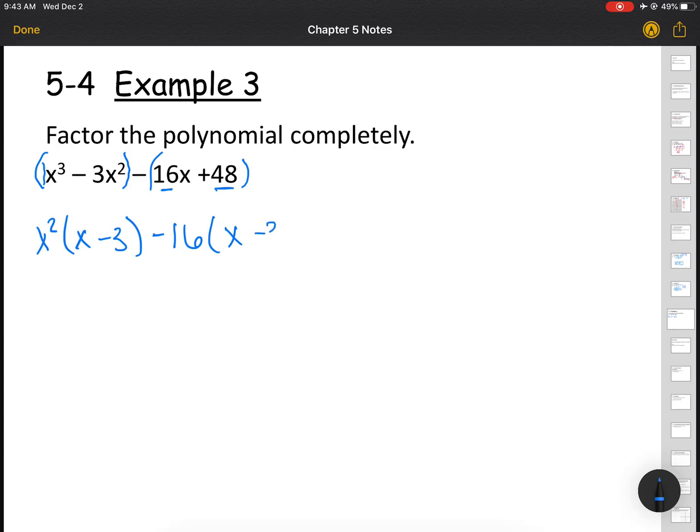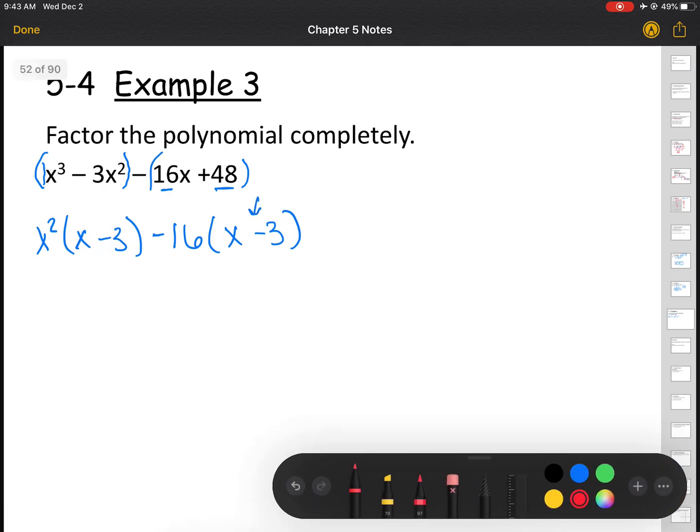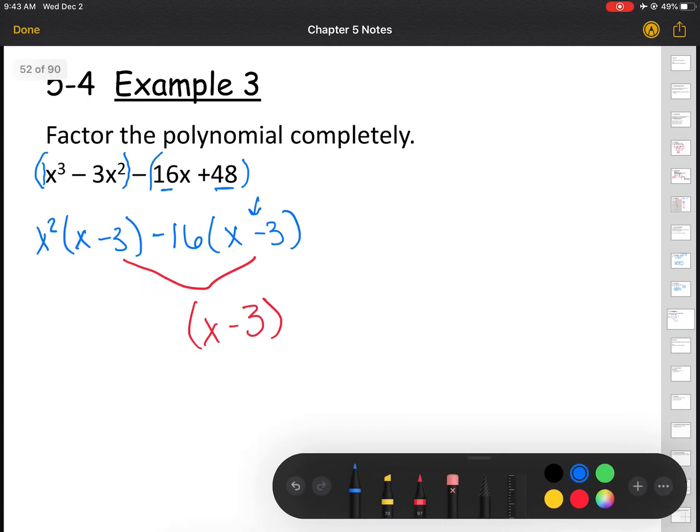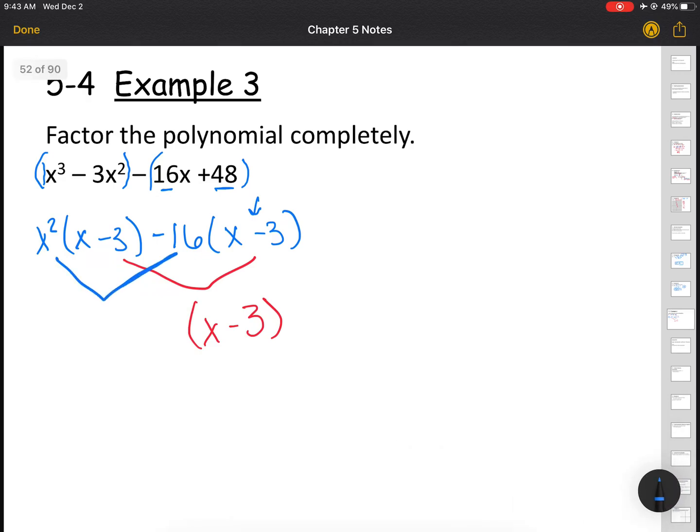And in order to make it a positive 48, remember, negative 16 times a negative 3 gives me positive 48. That's why it's a minus sign right there. Alright, so now what I can do, is since these are both x minus 3's, I'm going to have one factor that has an x minus 3. Then, if I put together my x squared minus 16, that's going to be my other factor there.